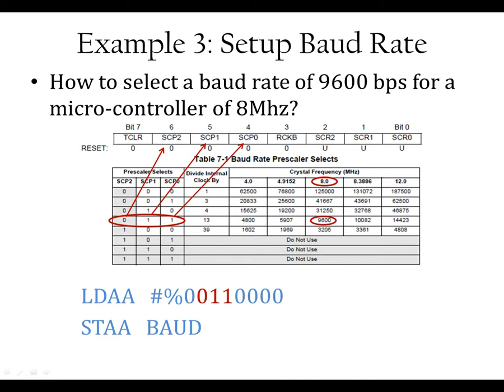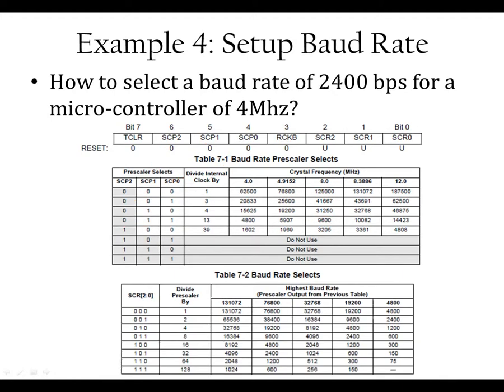Any question here? Now let's look at a little bit additional stuff here. Now let's say I try to show you another example. Again, a similar example, but now we have a microprocessor of 4 megahertz, let's say, and we are trying to set up a speed of 2400.